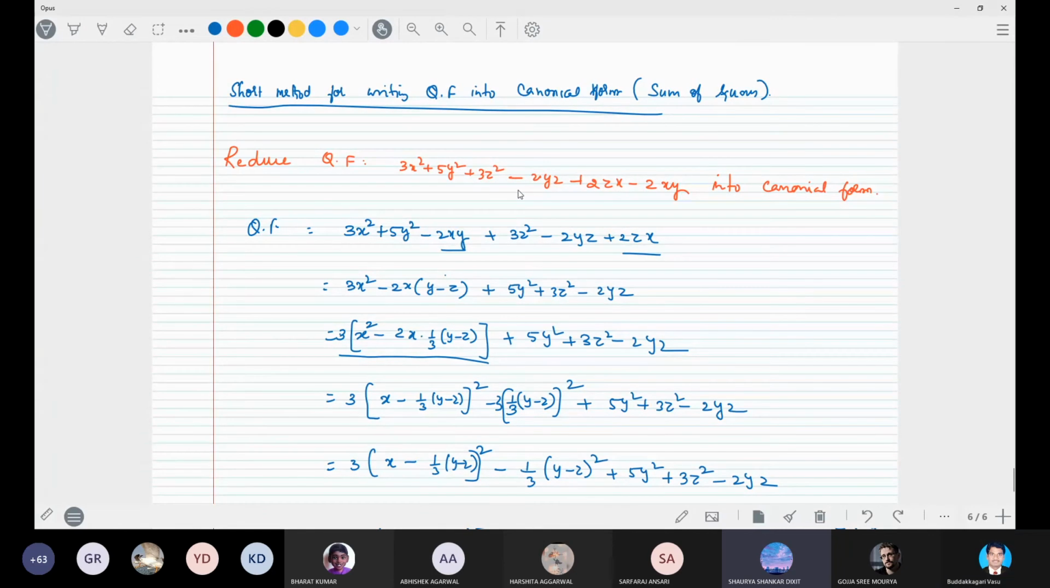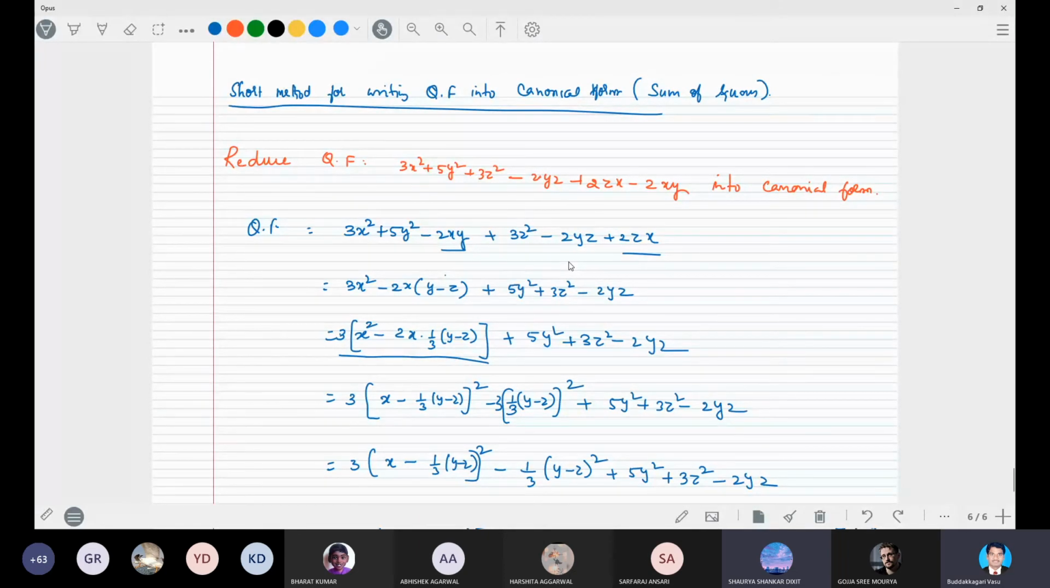Sir, this much, 3x square plus 5y square plus 3z square, I left untouched, and this minus 2yz plus 2zx minus 2xy I write as x minus y plus z whole square minus x square. You are just altering this equation into sum of squares, that's all. Yes sir, the x minus y plus z whole square is equal to x square plus y square plus z square and that term written here.